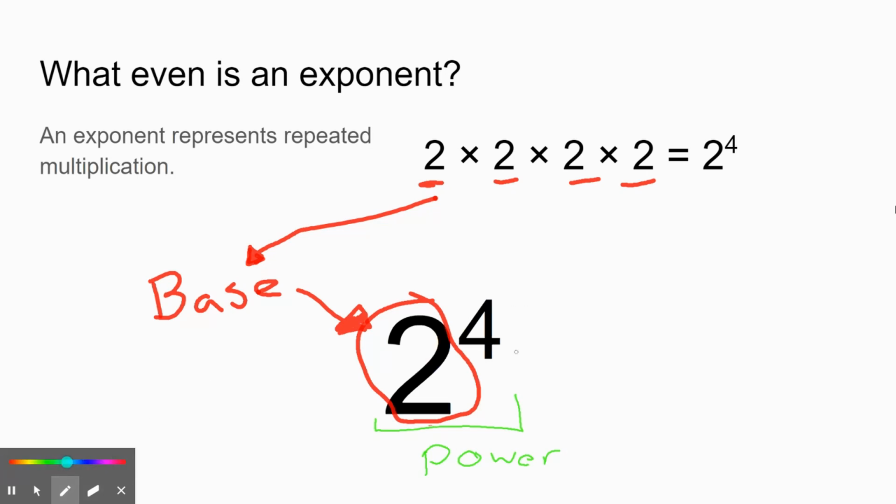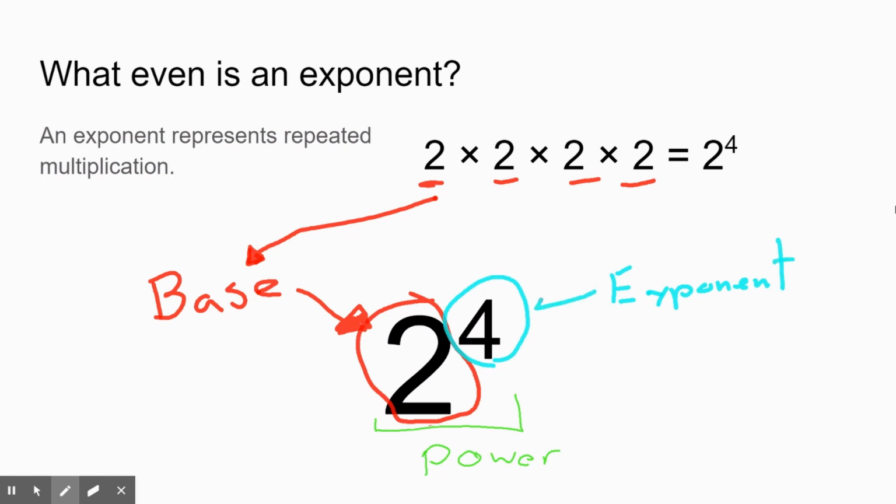The other number is our 4. This is the exponent. And our exponent tells us how many times we are multiplying 2 by itself. If we look, we have 1, 2, 3, 4 2's. So that is where our exponent comes from. That is where the 4 actually comes from.